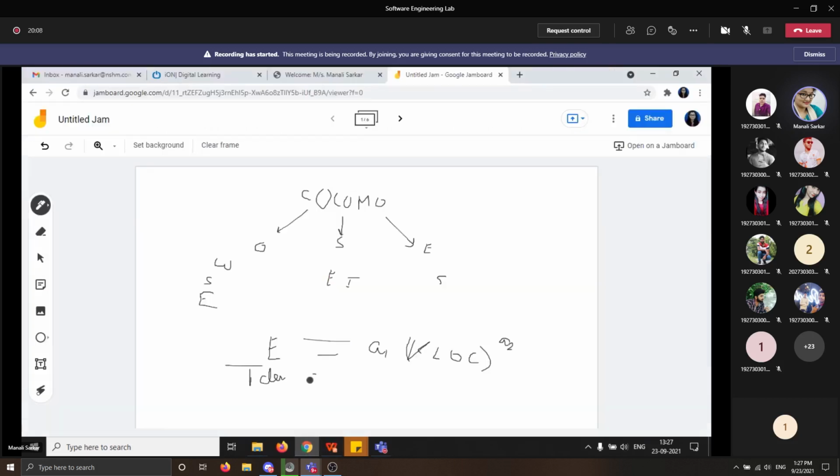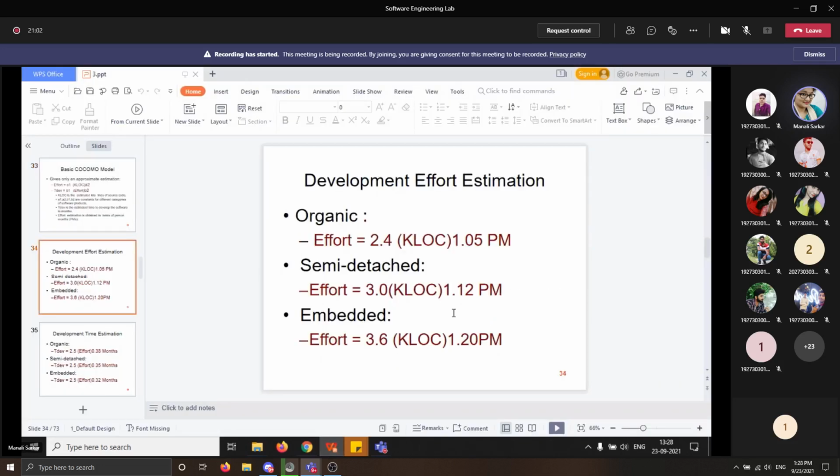So we will be writing it like b1 times effort to the power b2. Effort is in person-months, because for effort we will need persons, and time of development is in months. So before calculating time of development, you need to calculate the effort, and after calculating the effort, you can put it into the formula and calculate the time of development. In this way, you can see here.